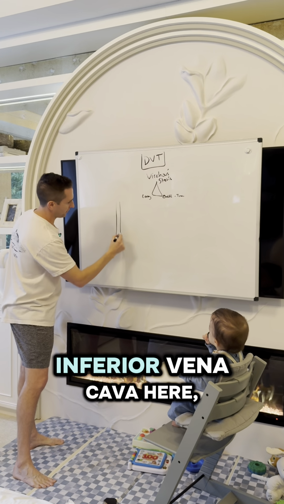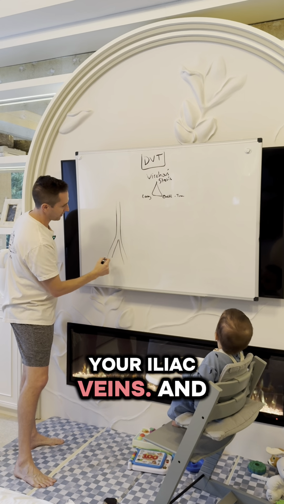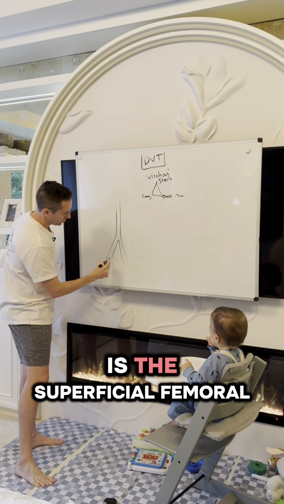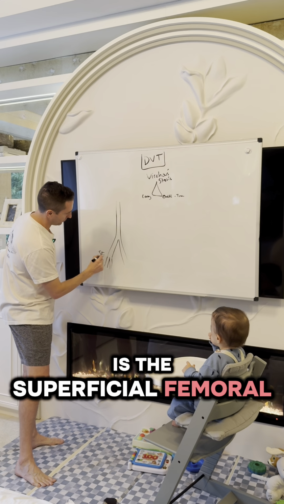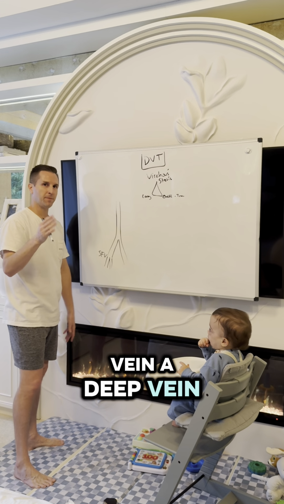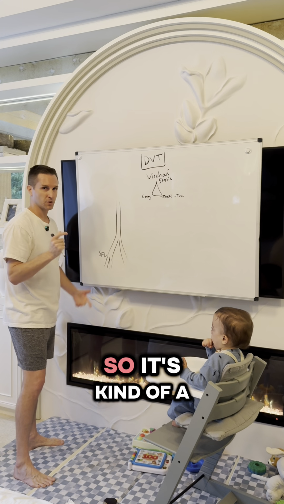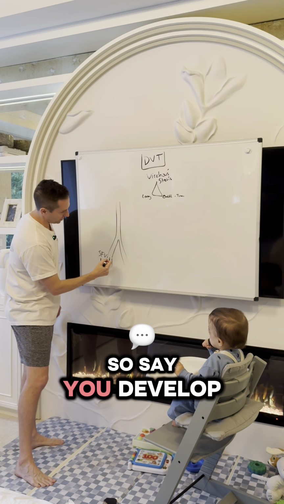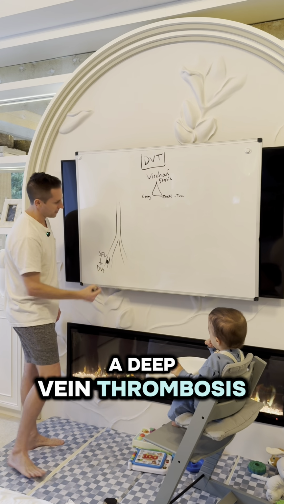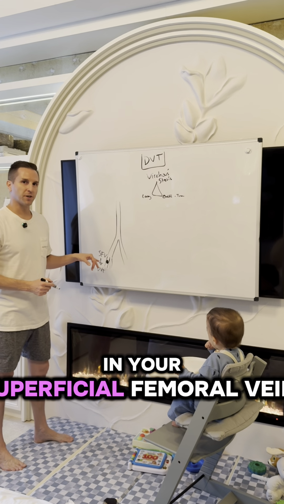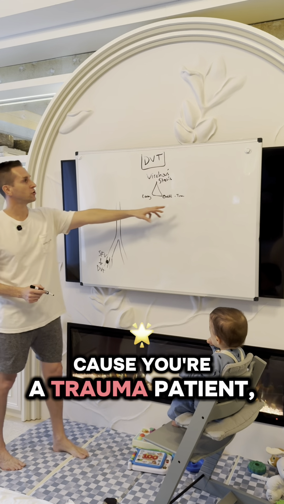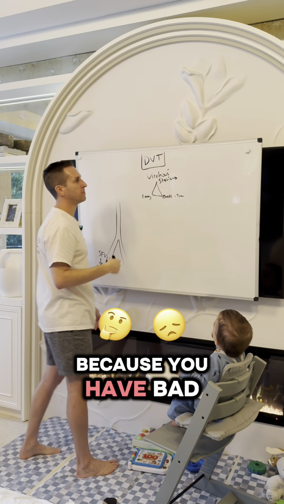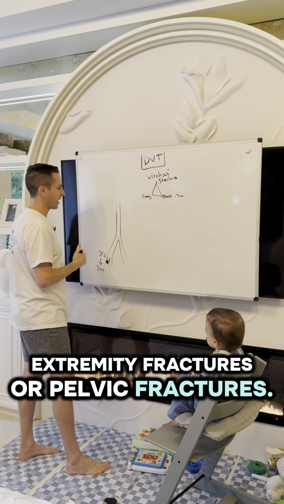So we have your inferior vena cava here, your iliac veins, and then I have a question for you guys. Is the superficial femoral vein a deep vein or a superficial vein? So it's kind of a trick question. This is actually considered a deep vein. So say you develop a deep vein thrombosis in your superficial femoral vein because you're a trauma patient and you're stuck in bed because you have bad extremity fractures or pelvic fractures.